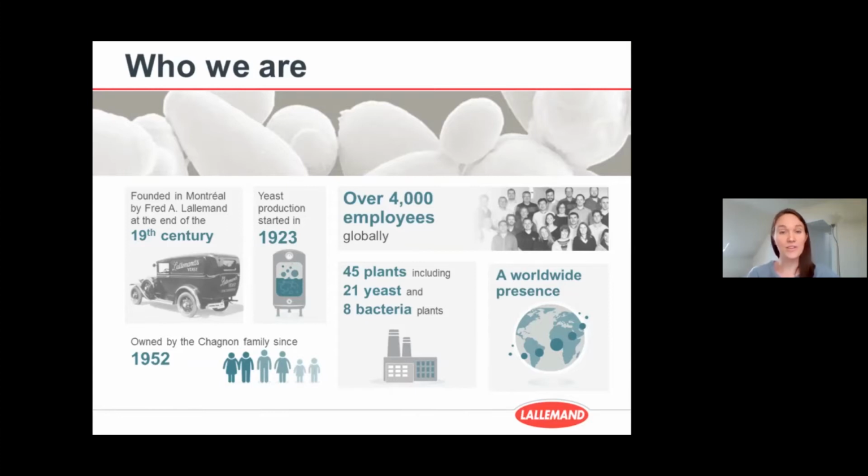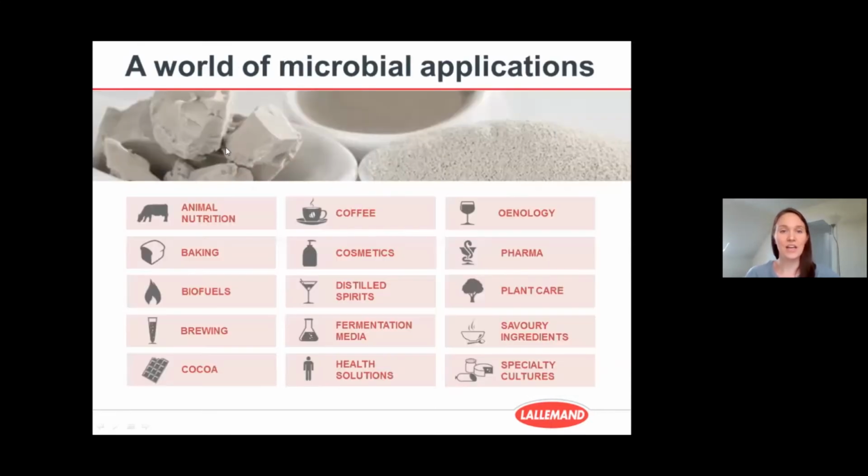Today there are over 4,000 employees in locations all over the world. We have 45 plants, including 21 yeast and 8 bacteria production plants. In addition to those production plants, we have offices, distribution centers, and most relevant to me, research labs all over the world. Today we are a leader in the development, production, and marketing of yeast and bacteria and specialty ingredients for a wide variety of applications. A sampling of those is shown here on this slide.